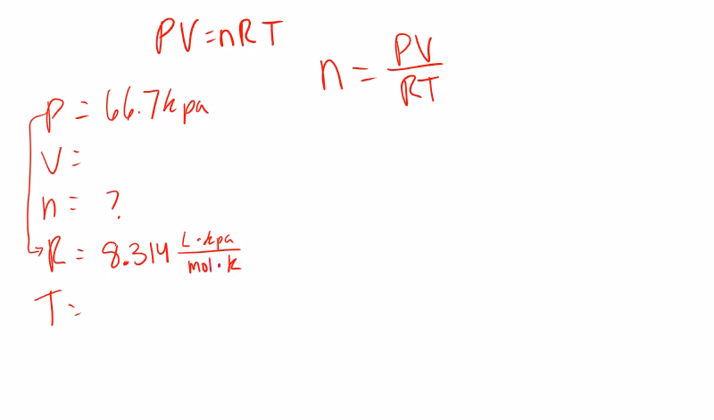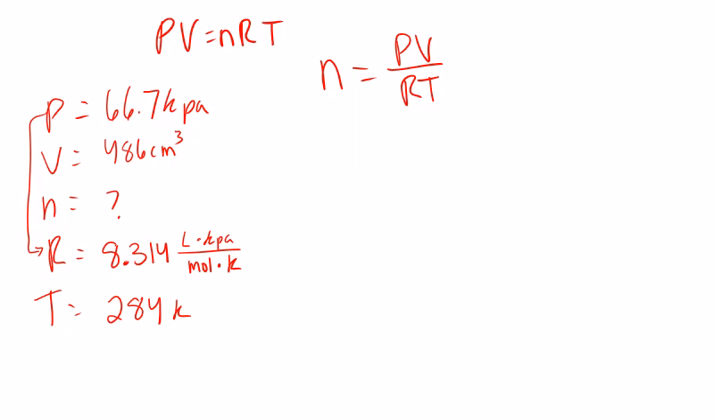They gave us a volume, which is a strange looking volume, 486 centimeters cubed. And they also gave us a temperature of 11 degrees Celsius. I'm going to assume you are pretty good at calculating that to Kelvin, so I'm just going to go ahead and write that in Kelvin. I just added 273.